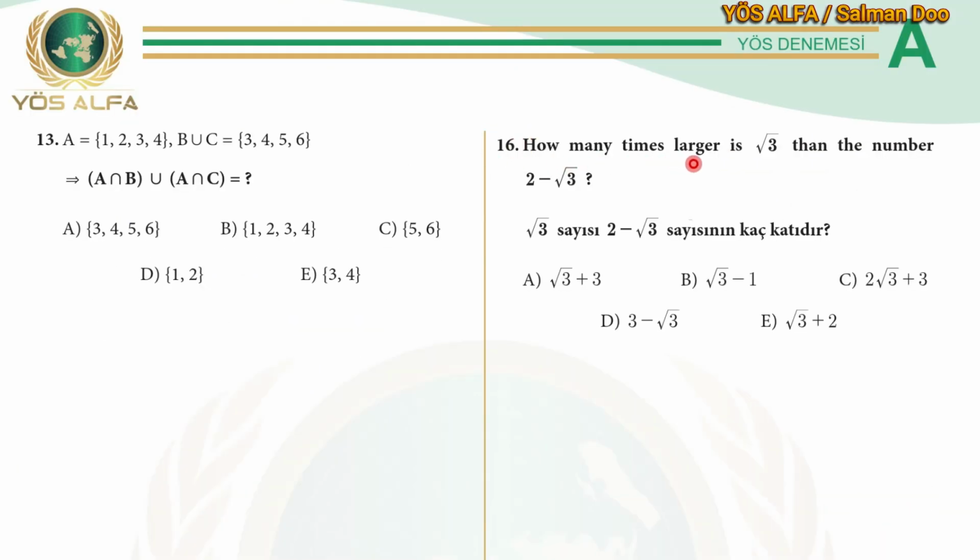16. How many times larger is root 3 than the number 2 minus root 3? Root 3 is larger. How many more times than 2 minus root 3? So we're asked to find this out. So let's rationalize the denominator by multiplying by 2 plus root 3. So we have 4 minus 3 on the denominator, and on the numerator we have 2 root 3 plus 3. So the answer is 2 root 3 plus 3, C.